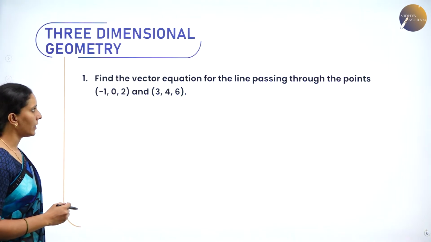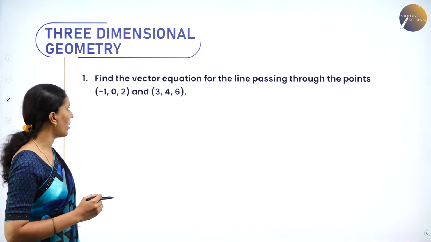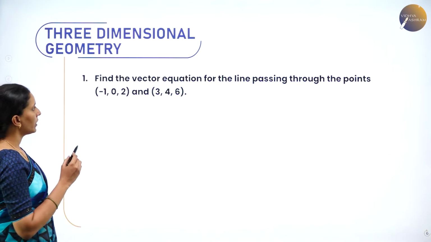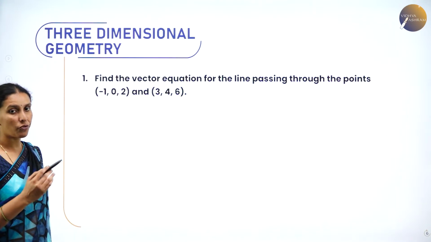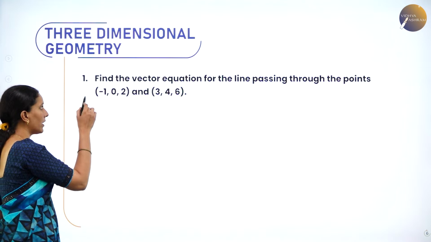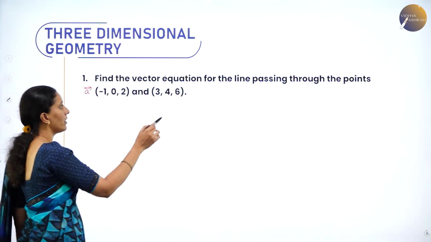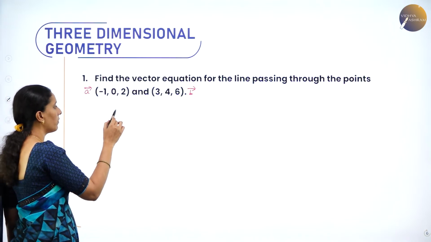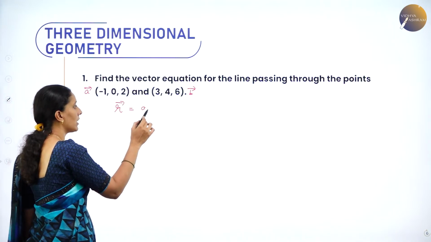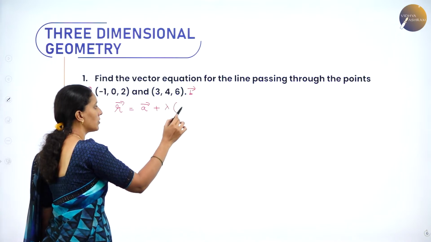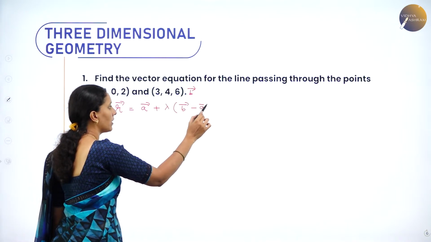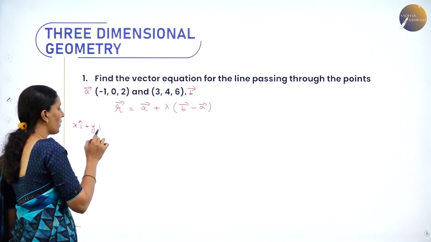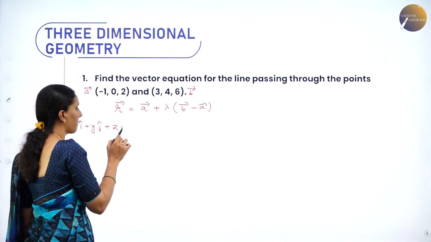Find the vector equation of the line passing through the points (−1, 0, 2) and (3, 4, 6). So here we need to find out the vector equation. To form a vector equation, I need vector A whose coordinates are given, and here I have vector B whose coordinates are given. Now we know that vector r is equal to vector a plus lambda into (vector b minus vector a). So vector r is nothing but xi + yj + zk.